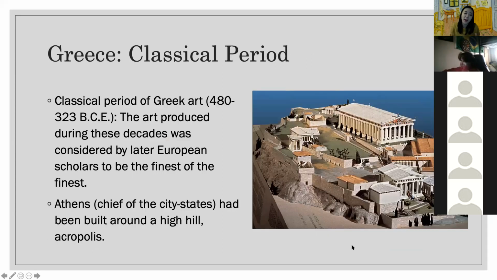So although all ancient Greek and Roman art is broadly known as classical, the art produced during the classical period was considered by later European scholars to be the finest of the finest. Athens was the cultural and artistic center at this time. Athens, the chief of the city-states, had been built around the high hill, the Acropolis.